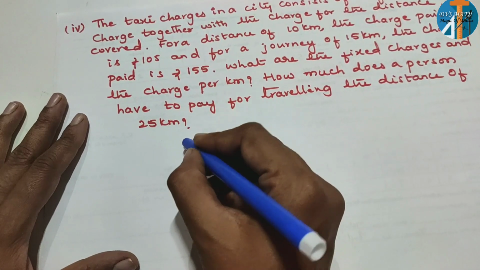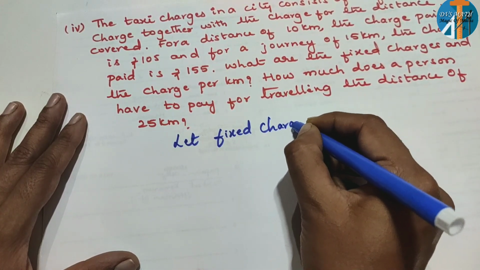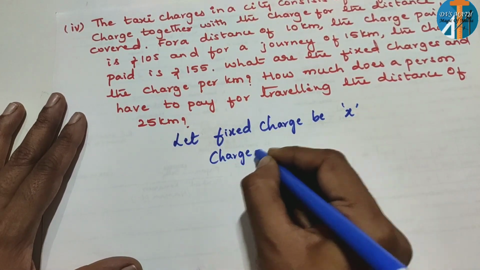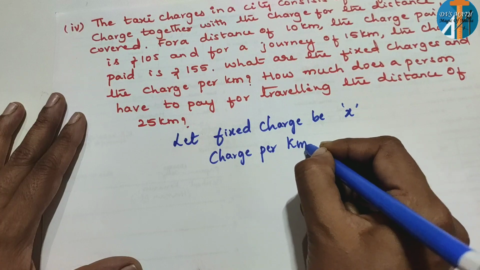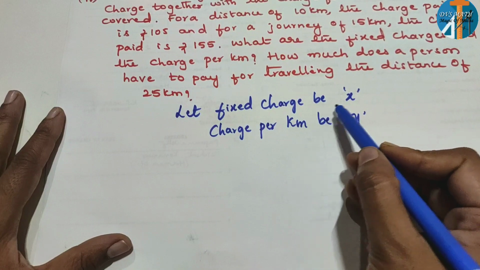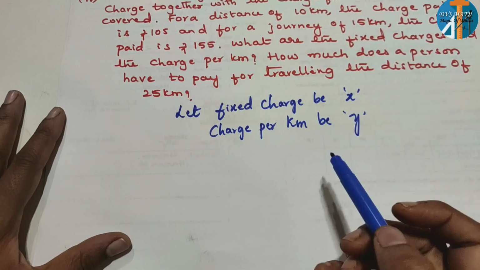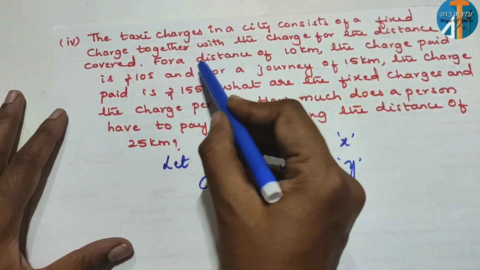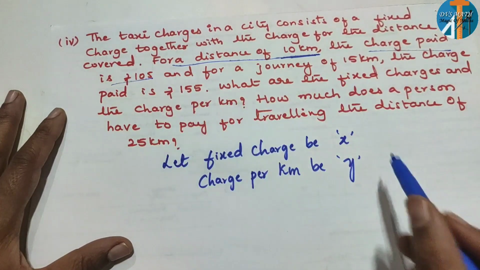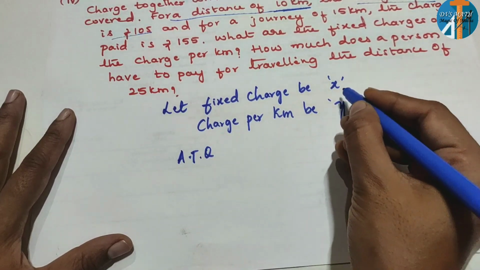Okay, here let the fixed charge be X and the charge per kilometer be Y. Here also we are considering two variables. Let fixed charge be X, charge per kilometer be Y. Okay, now what is our first condition? Here they are saying for a distance of 10 kilometer, the charge paid is 105. That means according to the question, the fixed charge is X.